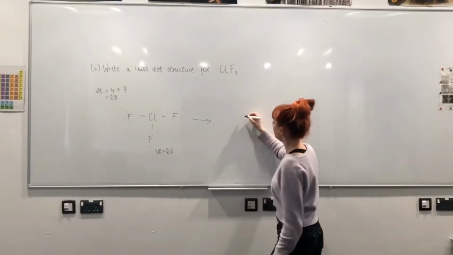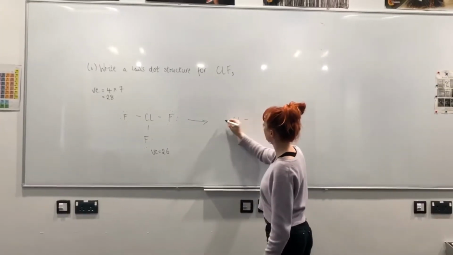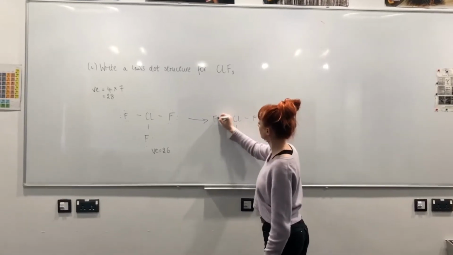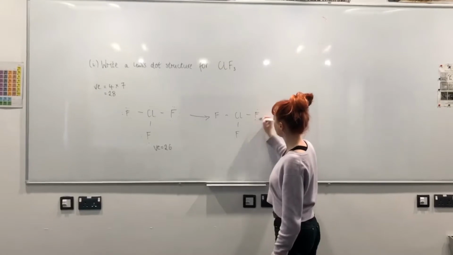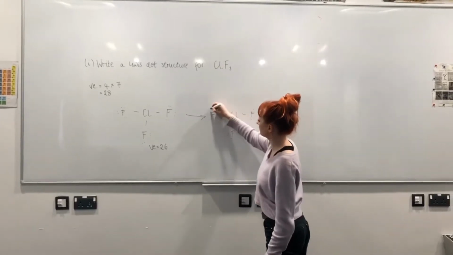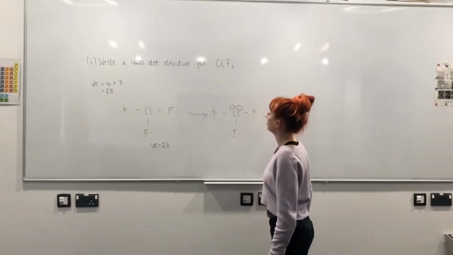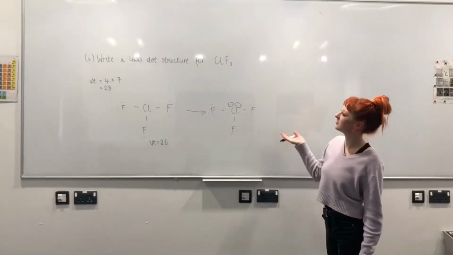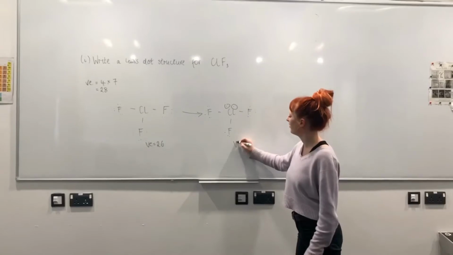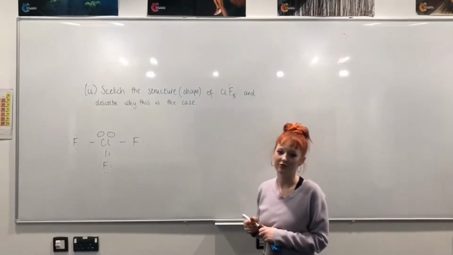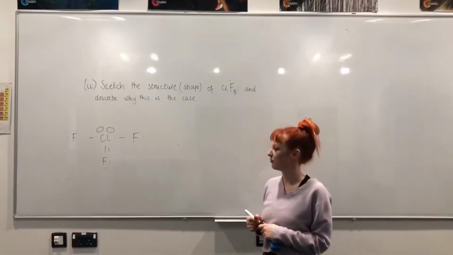So what you do is you add another lone pair to the chlorine. So now you have 2 lone pairs on chlorine, and that is your Lewis dot structure. The valence electrons is now 28. To determine the shape, you first need to work out the electron geometry of the molecule.